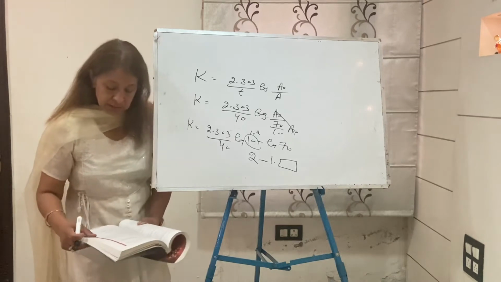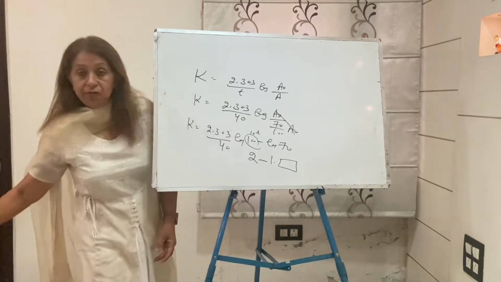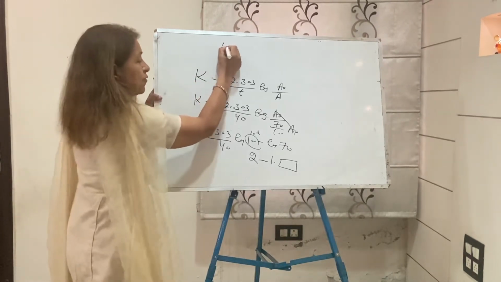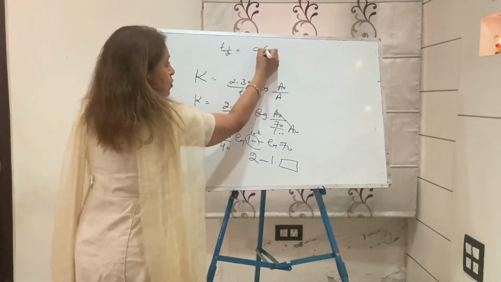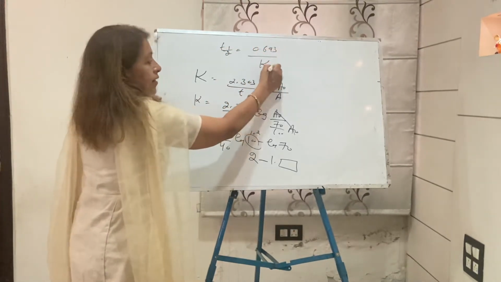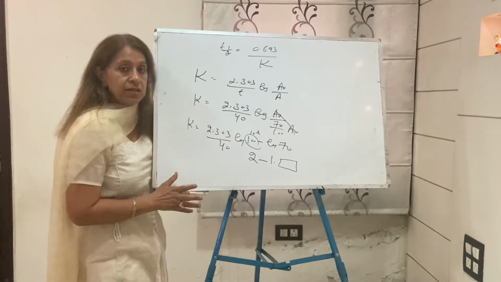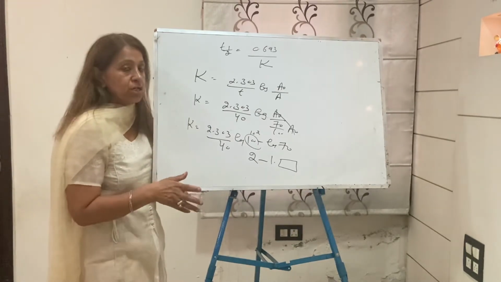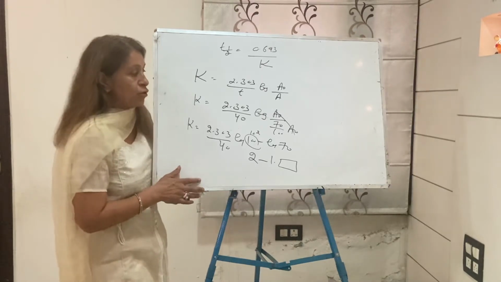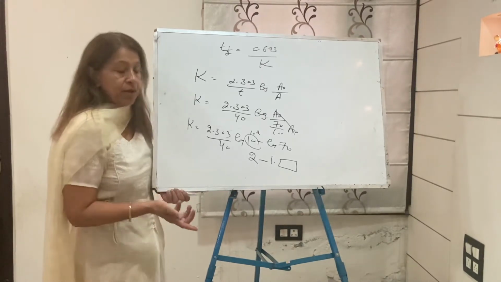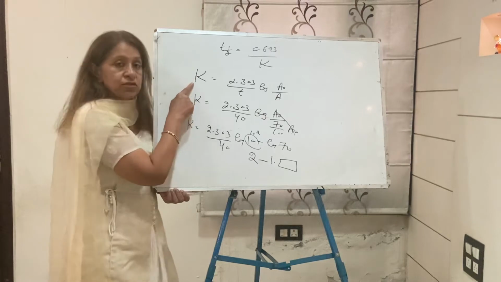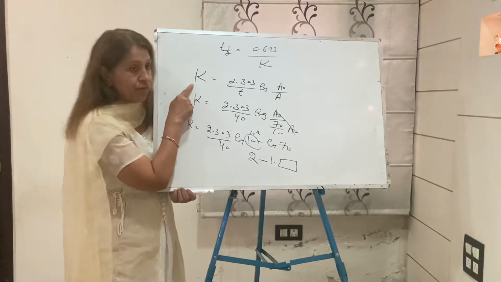Then the question also asks to calculate the half-life. Half-life of the first order is 0.693 by k. These are very important numericals. I will take 5-6 numericals, and after completing all of these I will give an assignment which you will solve, and you can ask about the problems. Now this is your first step: if K is not given, then calculate K first.